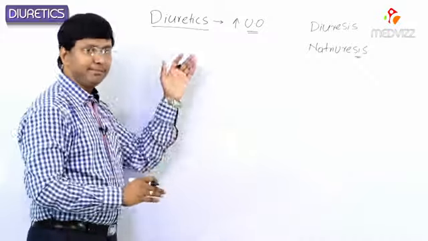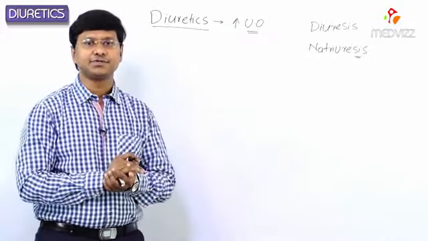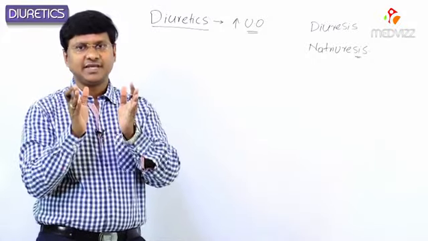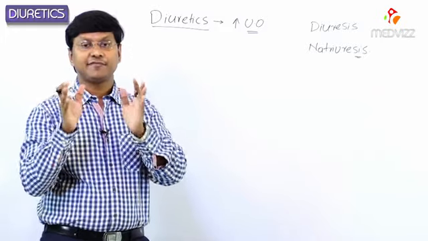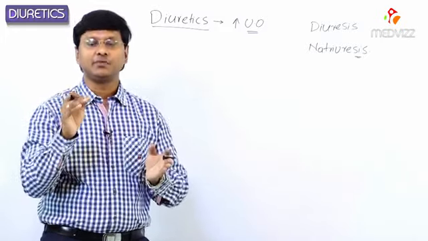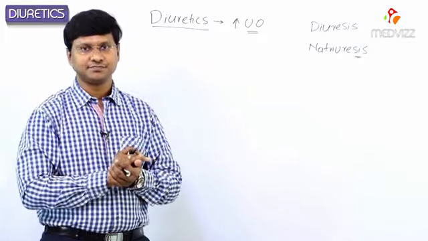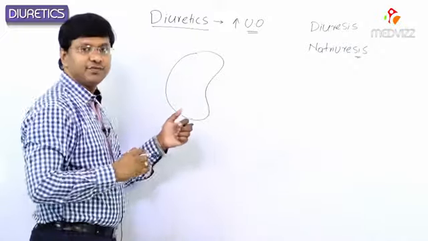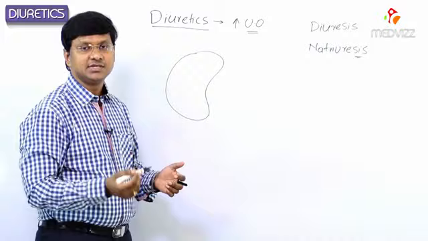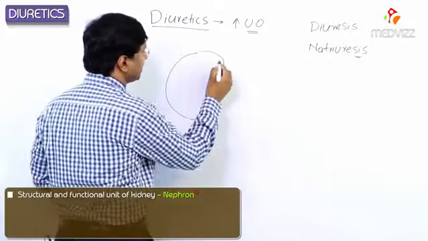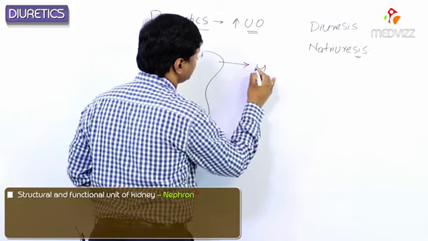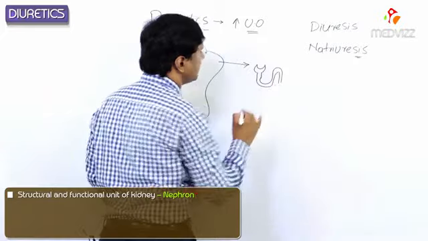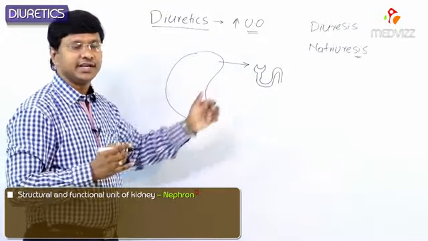Now, before going into the detailed description of the diuretics, let me first discuss the number of nephrons present within the kidney and what the normal renal perfusion is. Remember, we have two kidneys, or a pair of kidneys, and the structural and functional unit of the kidney is the nephron.